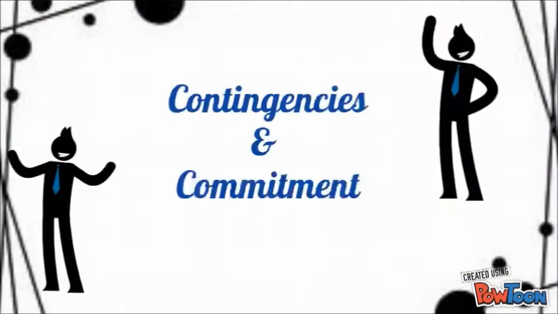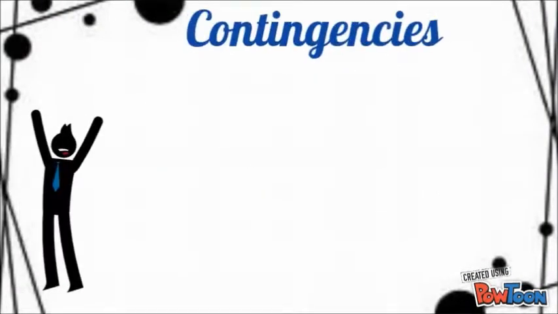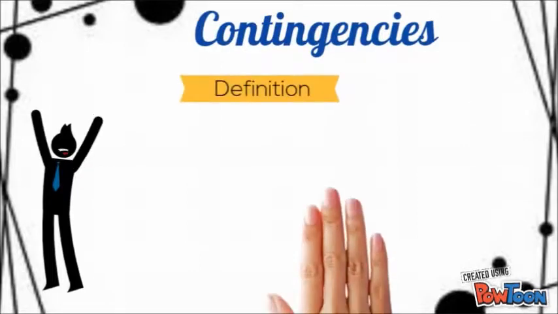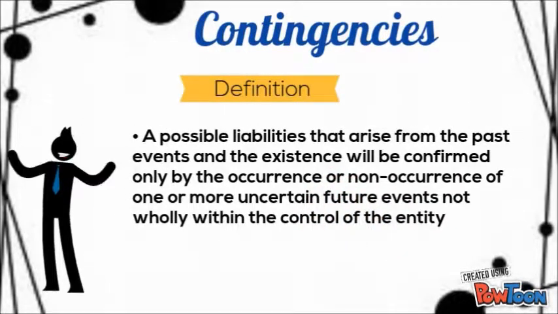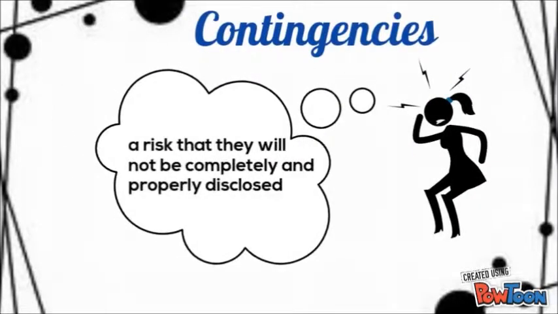Now, we move to contingency and commitment. What is a contingency? It refers to a possible liability that arises from past events and whose existence will be confirmed only by the occurrence or non-occurrence of one or more uncertain future events not wholly within the control of the entity. There might be a risk that they will not be completely and properly disclosed.